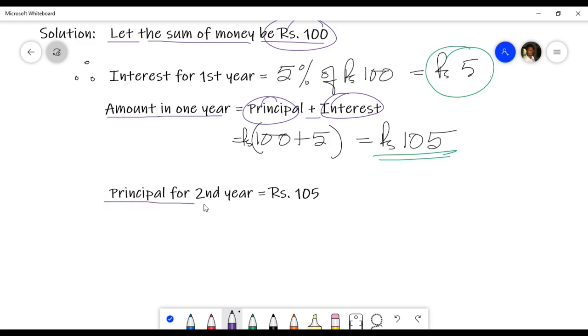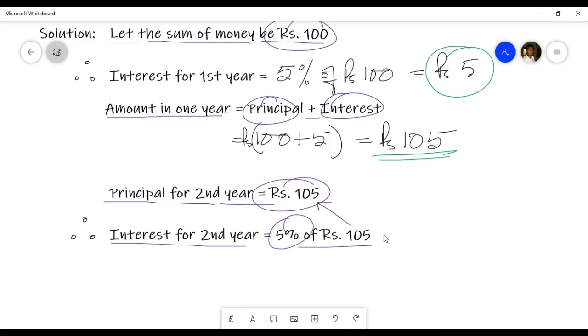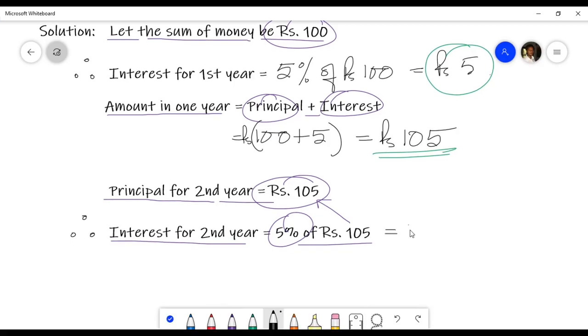Okay, now we will be finding for the second year. The principal for the second year is the amount of the previous year, right? So the principal for the second year is rupees 105. We'll be finding the interest for the second year. That will be 5% of the principal, 5% of rupees 105. When we solve this, 5% of rupees 105 is 5 by 100 into 105, and we get the interest for the second year as 5 rupees and 25 paise.